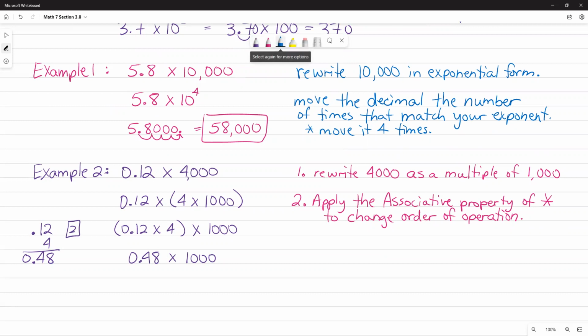I mean, 4,000 should be, right? But let's double check our work here. Let's see what we get here. All right, so I'm going to rewrite. We could have done this all in one step. Rewrite 1,000 in exponential form.